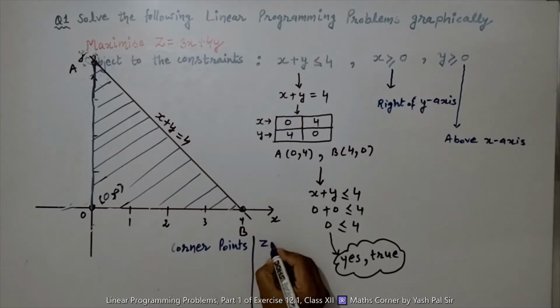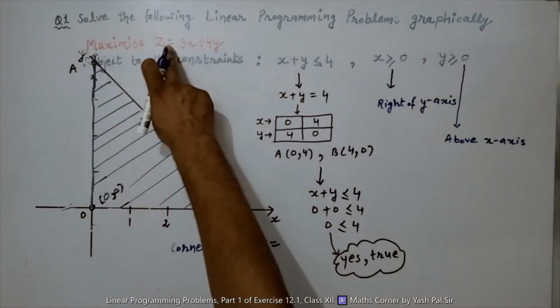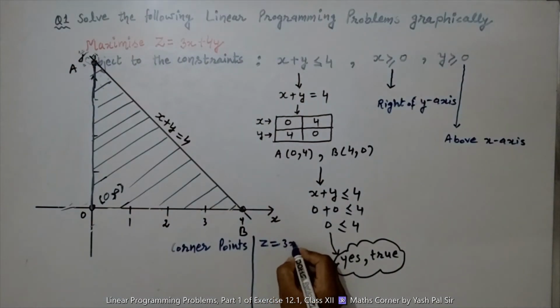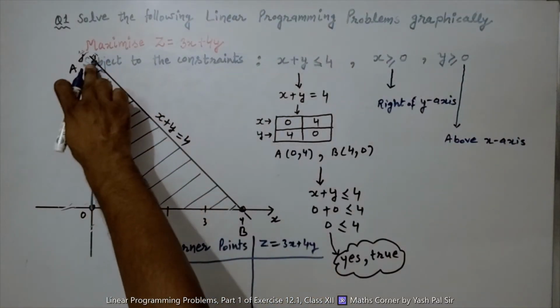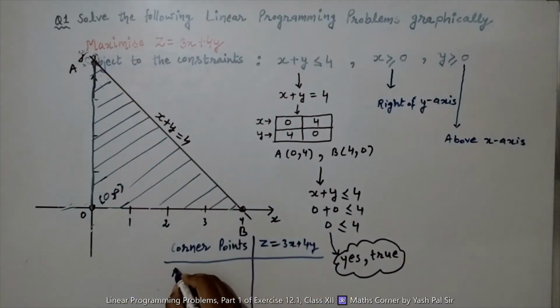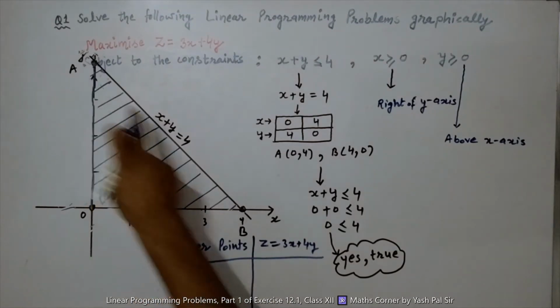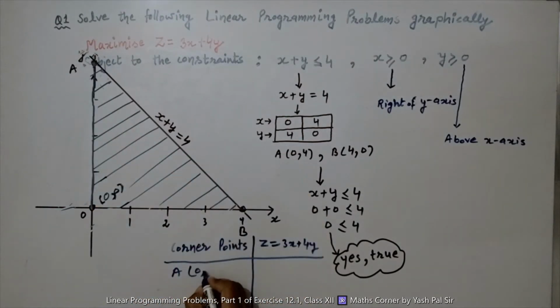And what is the value of z? What was z? Z was 3x plus 4y. This shaded portion, the very first corner is A. What was the coordinates of A point? 0, 4. Second was 0, 0, third one is B point, 4 comma 0.